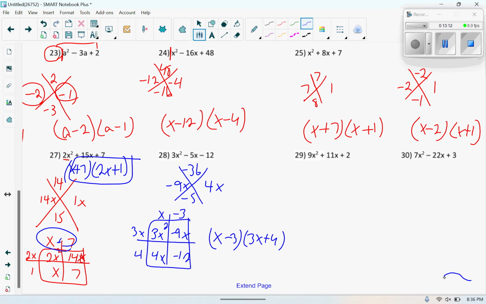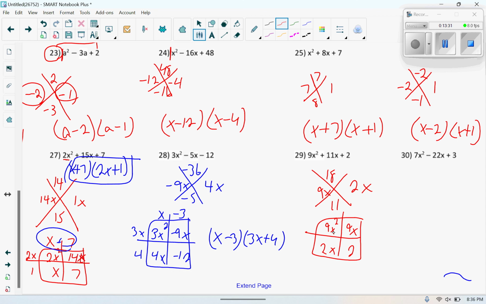Okay, let's do this next one. So let's see, 18 and 11, so that's going to be 9 and 2. And so I have my box. So I'm going to factor out a 9x here, so that has to be an x, so that has to be a 2, and that has to be 1. So I have x plus 1, and then 9x plus 2.